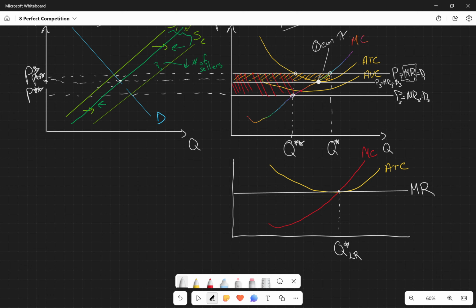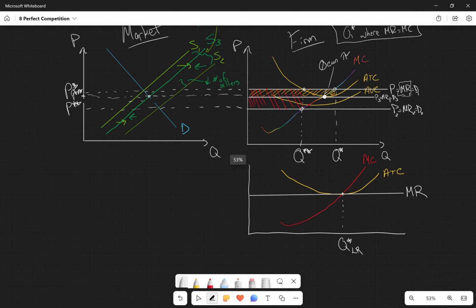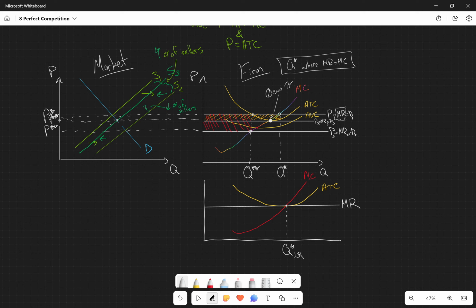So, questions on that, on the dynamics between the markets and the individual firms in perfectly competitive land? Okay.